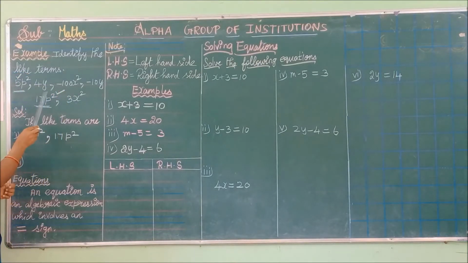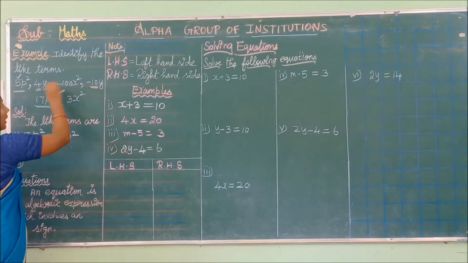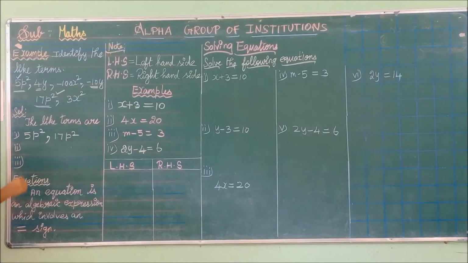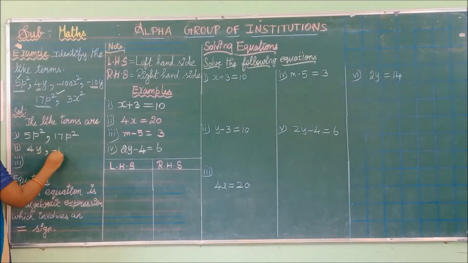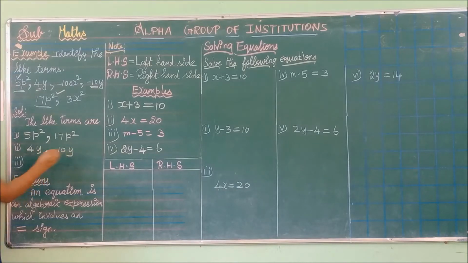Next, see the second term. Here we have 4y. So what is the algebraic factor here? y. So we have to check, is there any other y term? See here, we have minus 10y. Though they have different coefficients, they are said to be like terms. So here we write 4y, comma, minus 10y. These two are like terms.